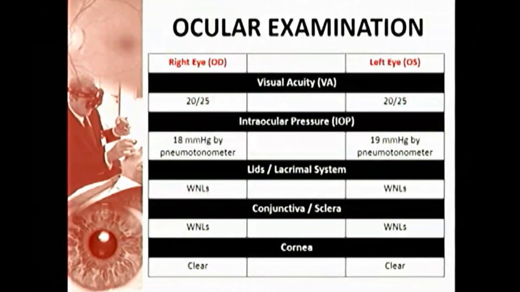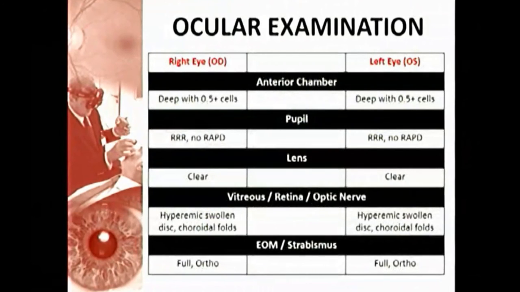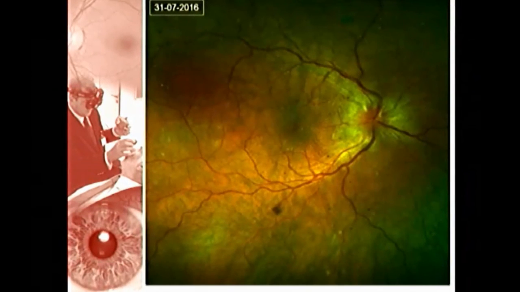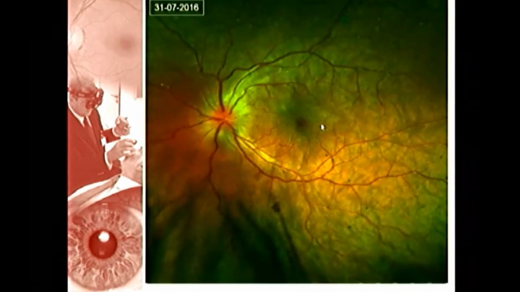In ocular examination, the vision was 20/25 in both eyes. In the anterior chamber, 0.5 cells. And in fundus examination, hyperemic swollen disc with some choroidal folds. I'll show you. This is the fundus photo when the patient came to the ER. And you can see here the hyperemic disc and some striation at the macular area, and there are also some irregularities at the periphery of the retina. This is the fundus photo of the other eye, the same findings.